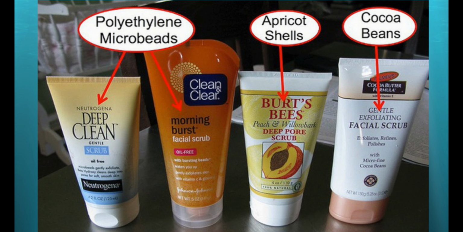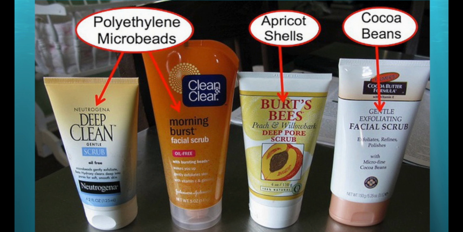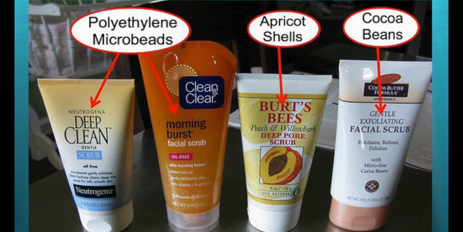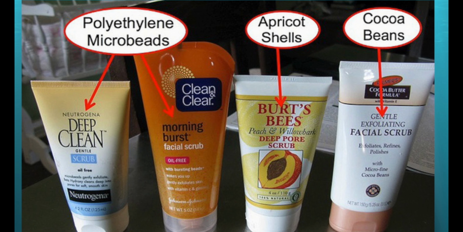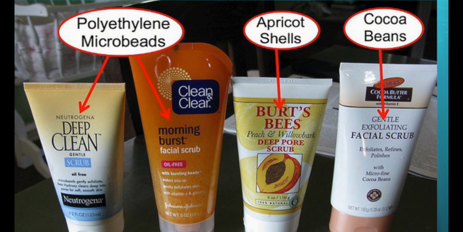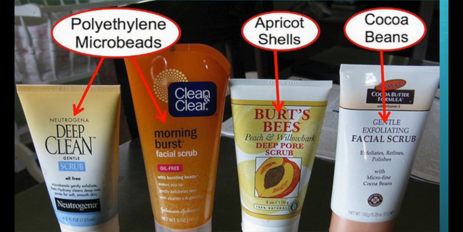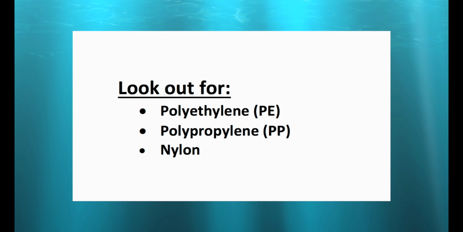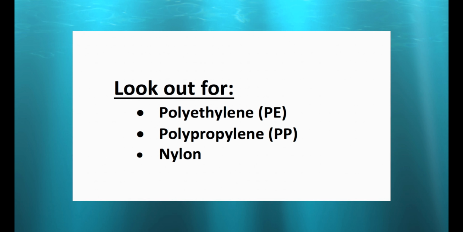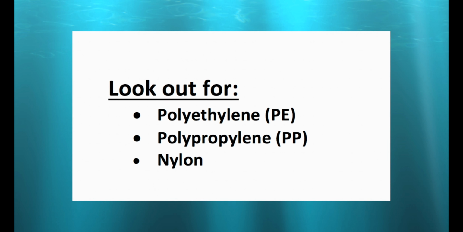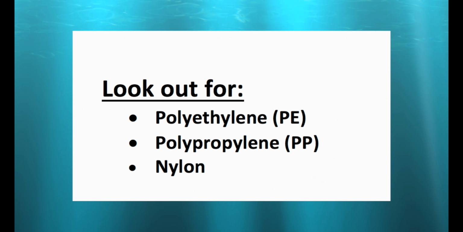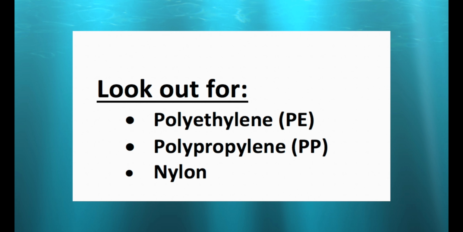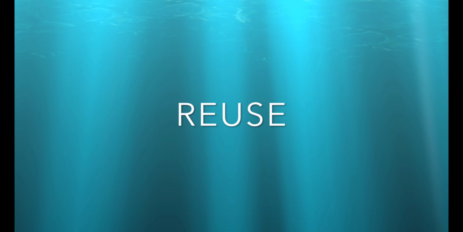As an individual, you can also try to pay attention to ingredients on beauty supplies, such as face washes, makeup, and toothpaste, to ensure that they do not contain microplastic beads that will eventually end up in our waterways. Some commonly used microbead ingredients to look out for on bottles include polyethylene, or PE for short, polypropylene, or PP for short, and nylon. Secondly, we can remember to reuse.